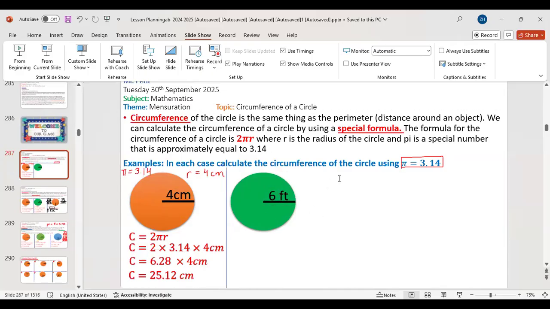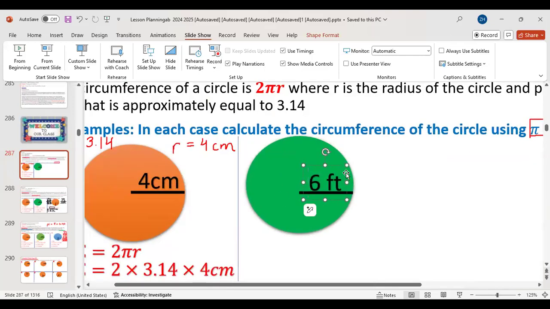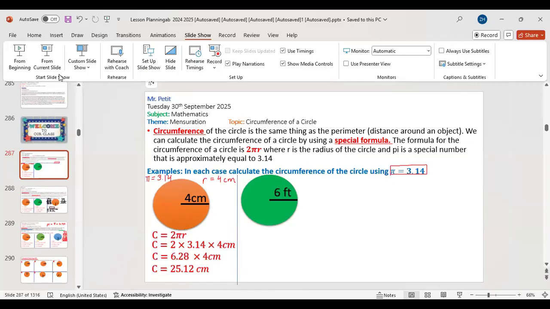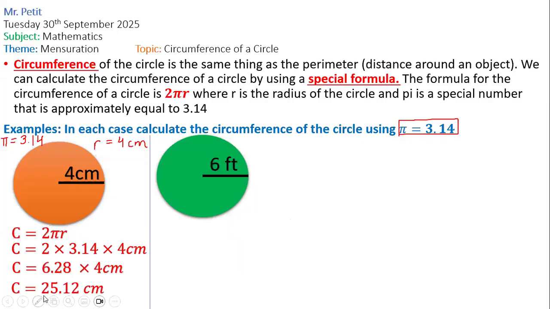If you know how to do it, you can go ahead and do it on your own. If you don't know how to do it, then you could wait. All right, so we have drawn our circle. Now we have to figure out the circumference of the circle. Before we do that, my first question is, what is the radius of the circle? The radius is 6 feet. Very good.